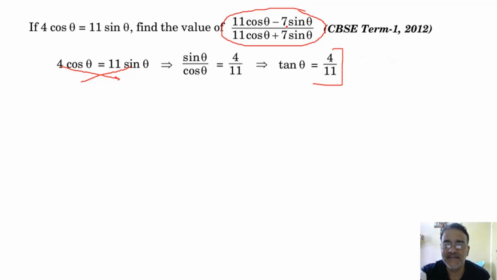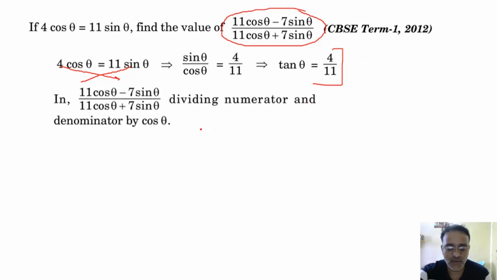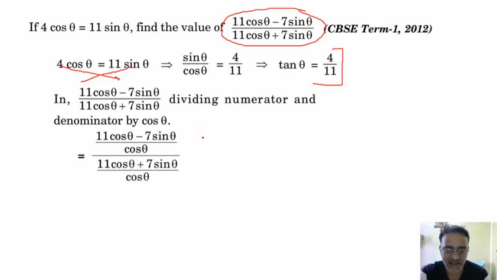By dividing by cos theta. Right. So dividing numerator and denominator by cos theta, we are getting this one. So here we will get 11 only, 1 cancels. 11 minus 7 tan theta upon 11 plus 7 tan theta. This expression is clear to all of you?